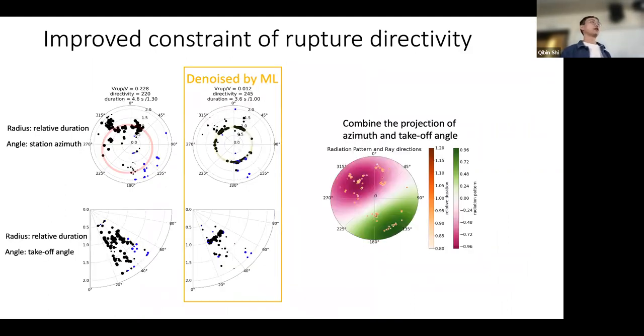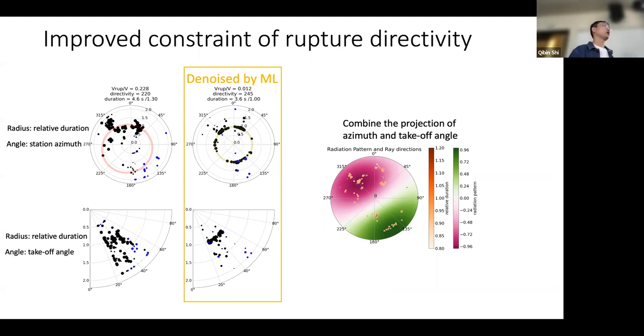We also look at the duration of each individual seismogram on each station. We can stretch each seismogram against the stacked result. Then we can get an overall azimuthal pattern of the relative duration of the seismograms, which we can use to infer the directivity of the rupture. Here, before denoising, the relative duration is quite random and doesn't follow any relation with azimuth. But after denoising, the relative duration in all azimuths is almost equal. That means there's no directivity for this event. This means this event could be a bilateral rupture.